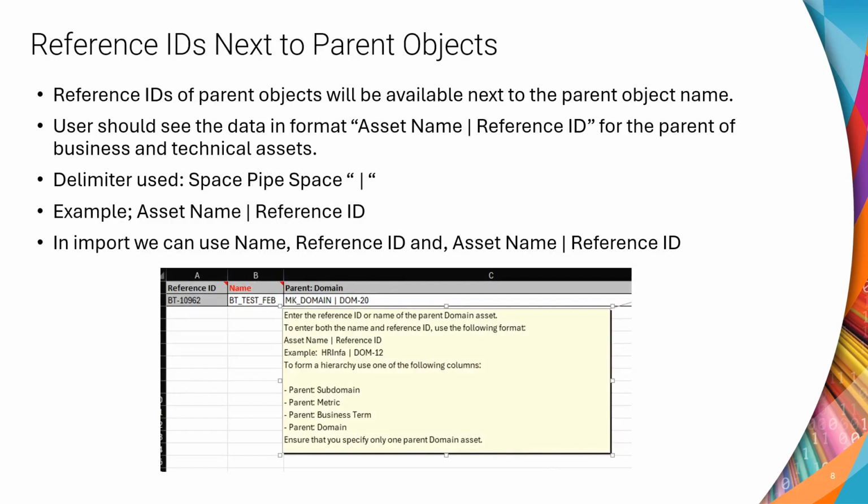Reference IDs next to the parent objects. If an asset is tagged with a parent object, earlier we would get the name of the asset. From February release, we are giving the reference ID next to the asset name. The delimiter for separating the asset name and the reference ID is space, pipe symbol, space. In the re-import template or the import template, users can use either name, reference ID or both together.